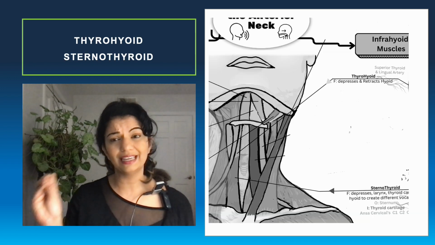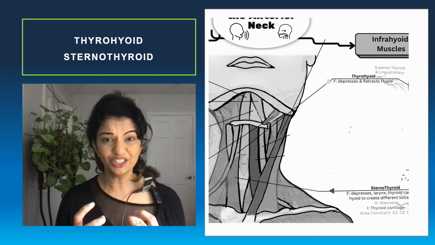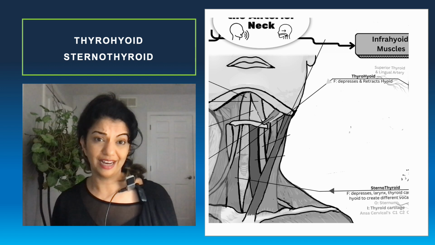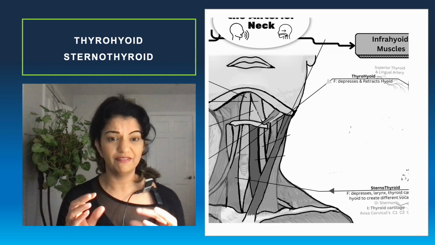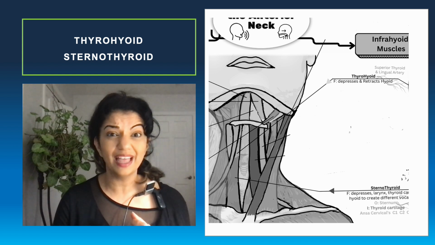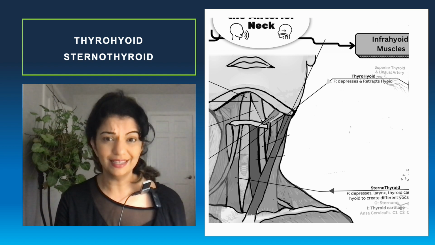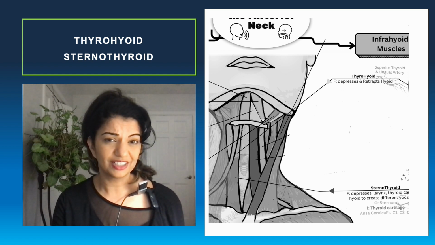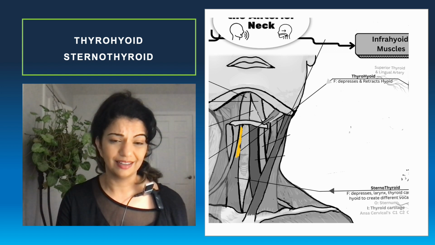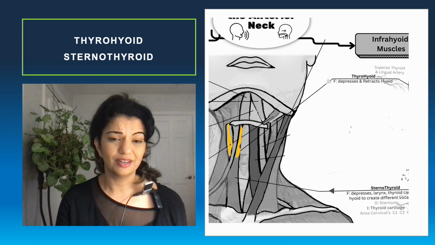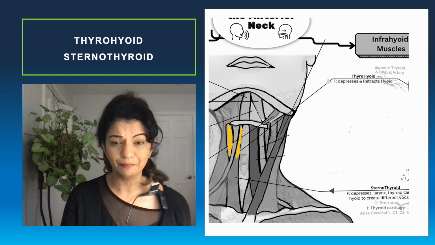Right, now we need to look at the infrahyoid muscles. Now remember, these are going to be below the hyoid bone, and their function is to depress and retract the hyoid bone. And the nice thing about these muscles, they're a lot easier to remember because they're very simplistic. Their name tells you everything you need to know. So the thyrohyoid basically goes from the thyroid cartilage up to the hyoid. So again, remember the name is telling you everything. The prefix is the origin and the hyoid bone is your insertion. So that's the yellow one that you see there.